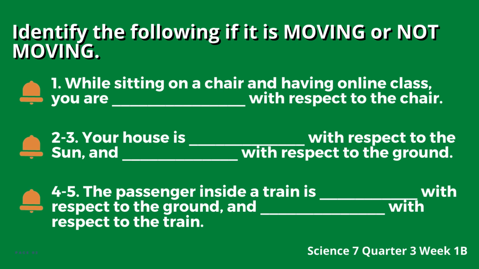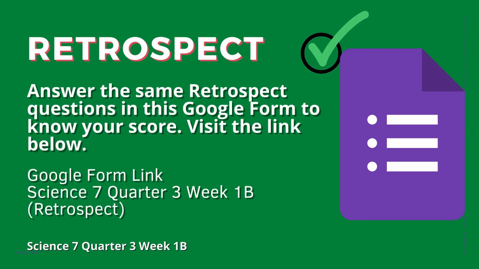2 and 3. Your house is blank with respect to the sun and blank with respect to the ground. 4 to 5. The passenger inside a train is blank with respect to the ground and blank with respect to the train.